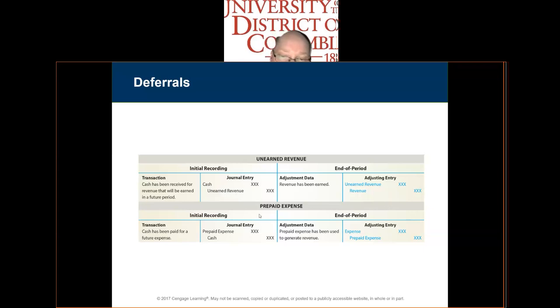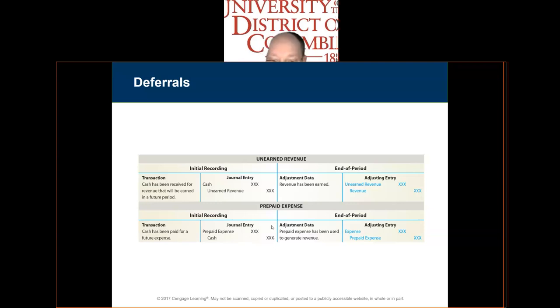And of course, with the expense example I gave, our insurance. When I prepay my insurance for next year, I write them the check for the full year, right? I record it as prepaid expense. I debit prepaid expense to increase my prepaid expense, and I credit my cash to reduce my cash on hand.